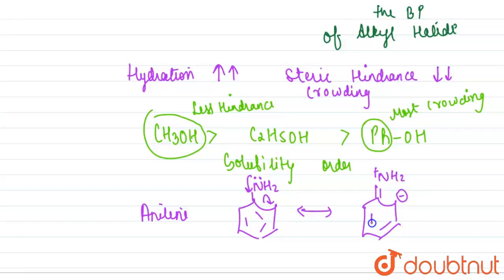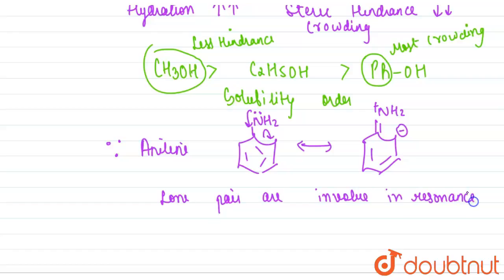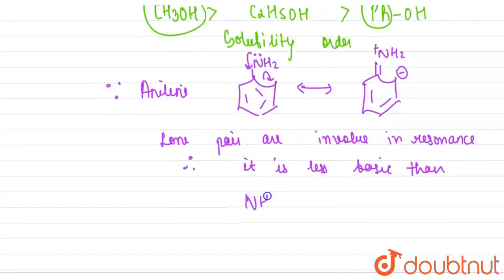So as we see, since aniline's lone pair is involved in resonance, it is less basic than ammonia. Ammonia can easily donate its electrons. NH3 has this lone pair which can be easily donated because it is not involved in resonance.